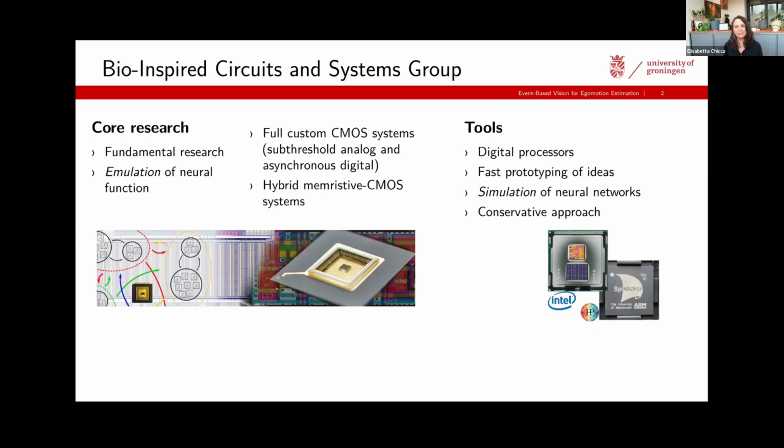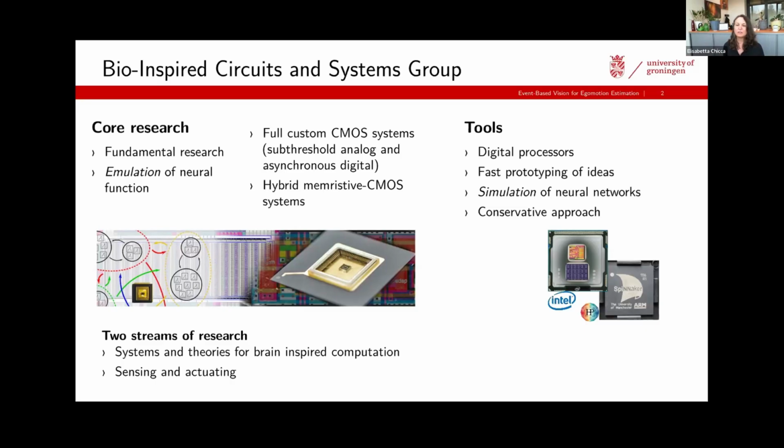So we use tools that are made of conventional computing systems, so digital processors, for fast prototyping of our ideas. And you have examples here like the SpiNNaker and the Intel system. So that's what we refer to as simulation of neural networks as opposed to emulation. And if you want, it's a more conservative approach and it requires fewer resources.